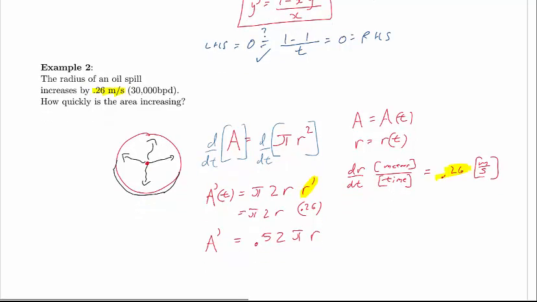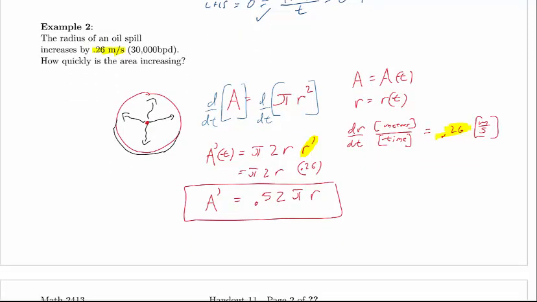All right, so we've got A prime. We have it expressed as a function of radius. We're just going to leave it here for right now. Like I said, even though it is a function of the radius, the radius itself is a function of time. So ultimately, the A prime we've discovered is a function of time.